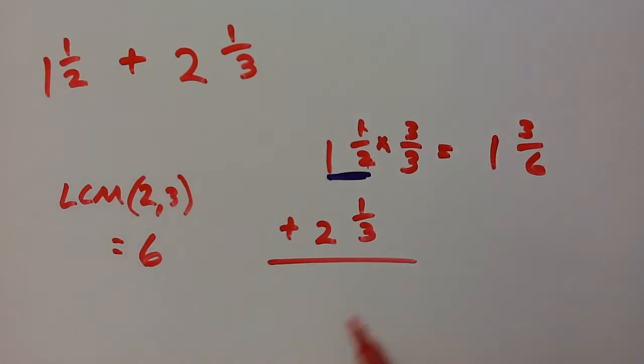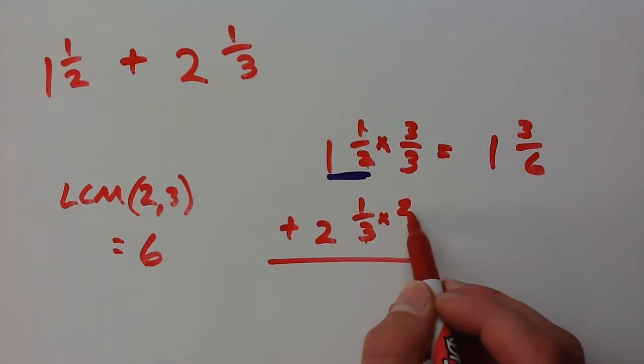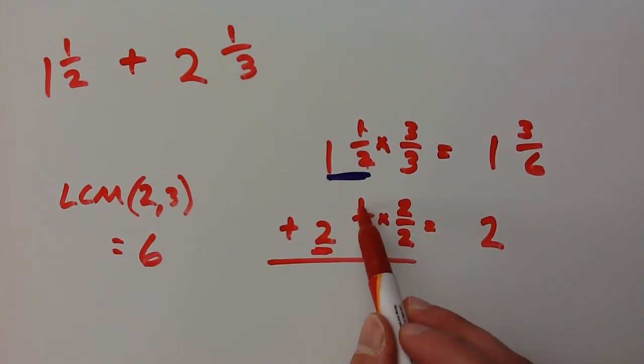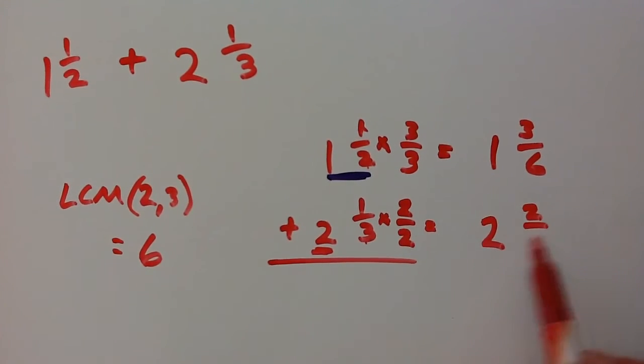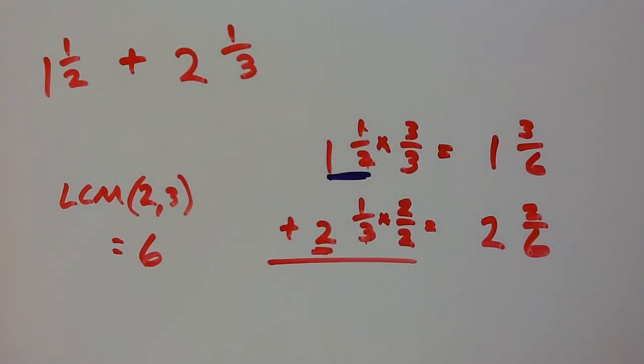Okay, now I'm going to do the same thing with this denominator. How do I get from 3 to 6? 3 times what would be 6? Well, that would be 2, right? So I'm going to multiply by 2 over 2 so that I have an equivalent fraction. Again, my whole number 2 will stay the same, and I multiply these fractions. 1 times 2 is 2, and 3 times 2 is 6. So I created an equivalent fraction. 1/3 is the same thing as 2/6.